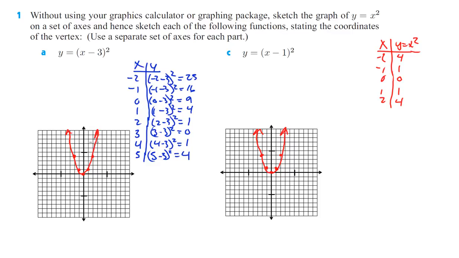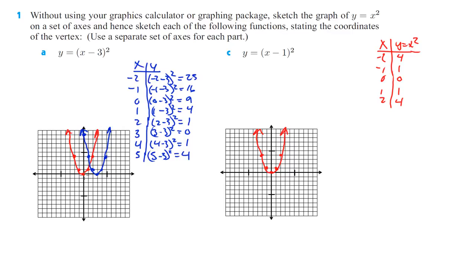So at 0 we're at 9. At 1 we're at 4. At 2 we're at 1. At 3 we're at 0. At 4 we're at 1. And at 5 we're back up here at 4. So aha, look, it's this same graph. Now instead of moving up and down, we move this graph over to the right.